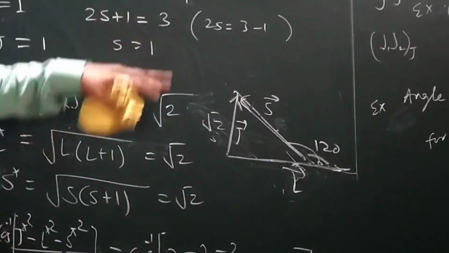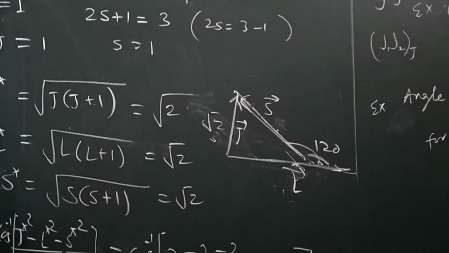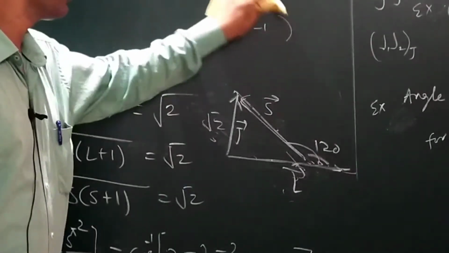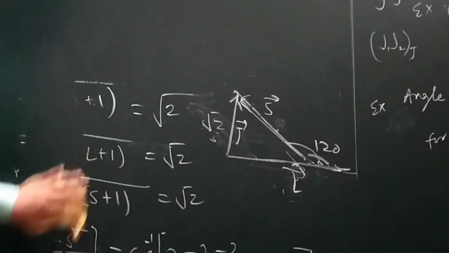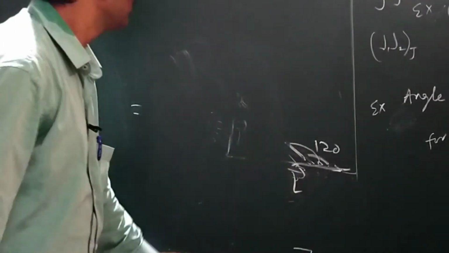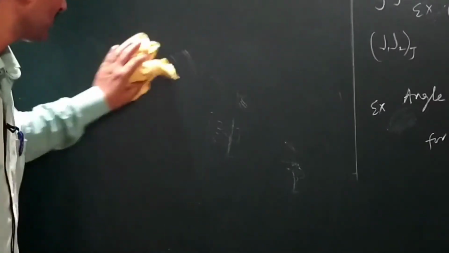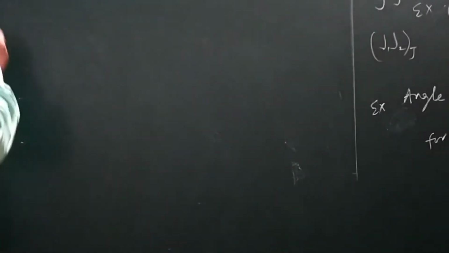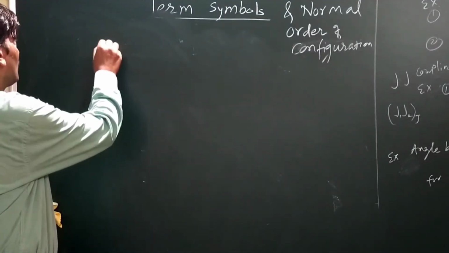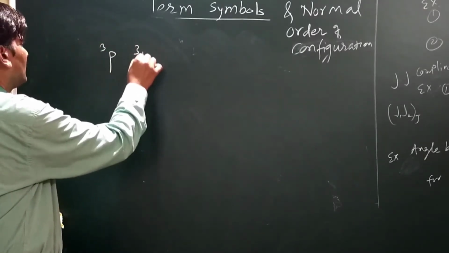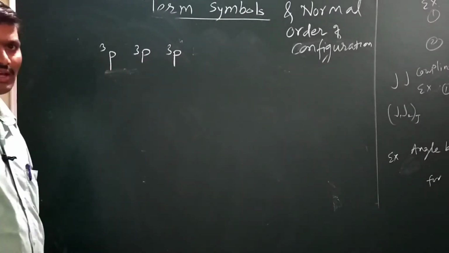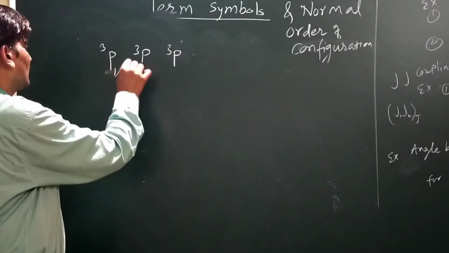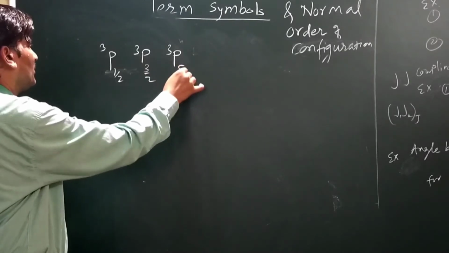Now, another topic is how we can write the normal order of a configuration. The last point is how we can write the order of states if more terms arise in that particular configuration. So we have, for example, a triplet P, and there are 3 terms, that is 1/2, 3/2 and 5/2.